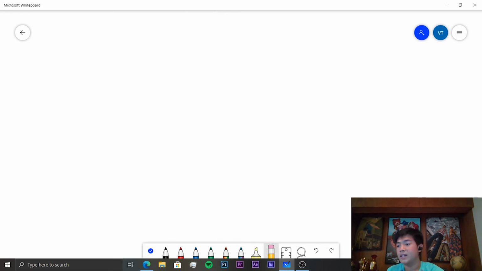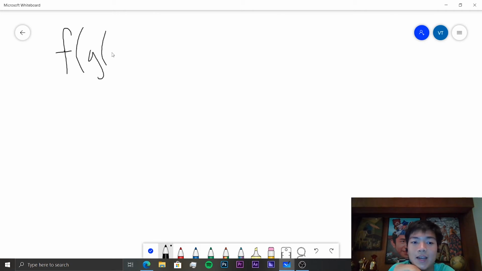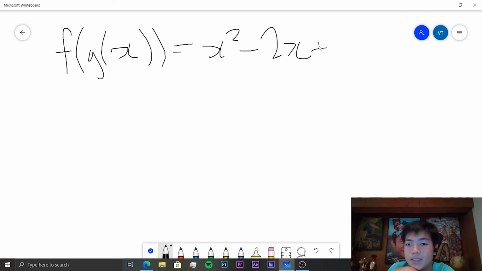Okay, let's move on to the next question, question 5. Without using y equals x, find expressions such that, okay, so we need to find an expression so that f of g of x is equal to x squared minus 2x plus 3.